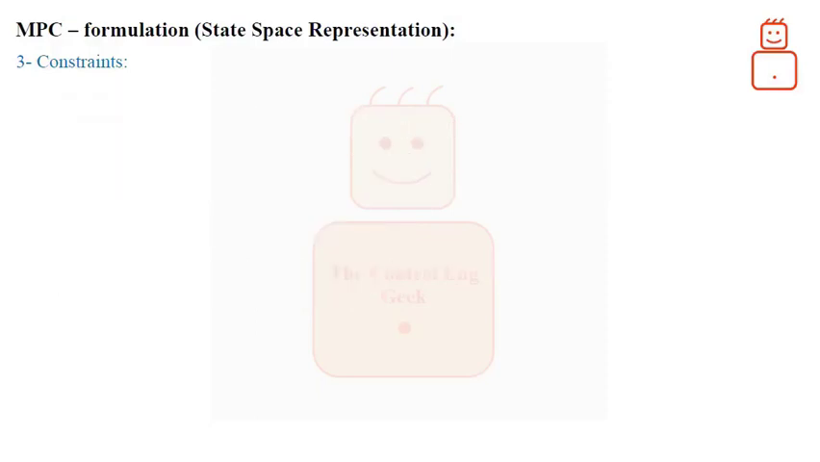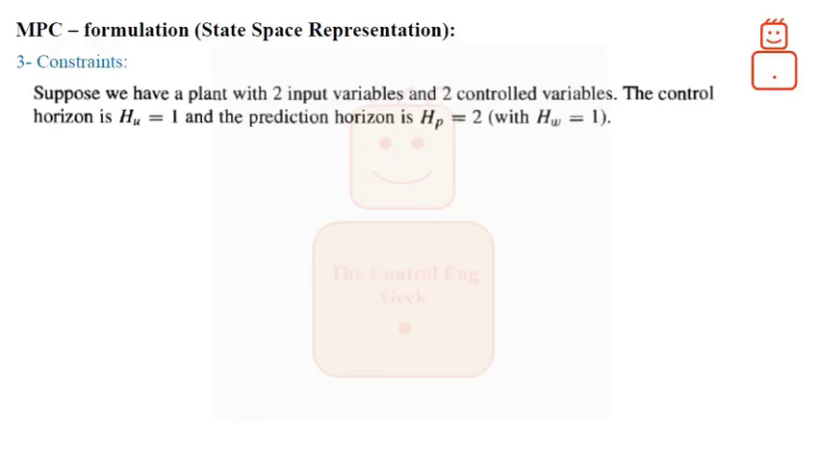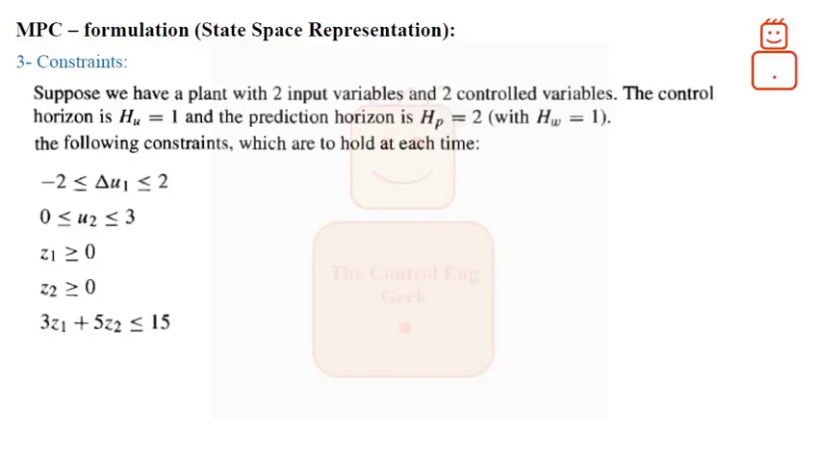To illustrate how to find the involved matrices E, F, and G in the constraints, I am going to introduce the following example. Let us have a plant that has two inputs and two controlled outputs. The control horizon is set to be 1 while the prediction horizon is 2. Let us also assume that we penalize the deviation from the first step and not from 0. Now let our problem require the following constraints to be fulfilled at each time.